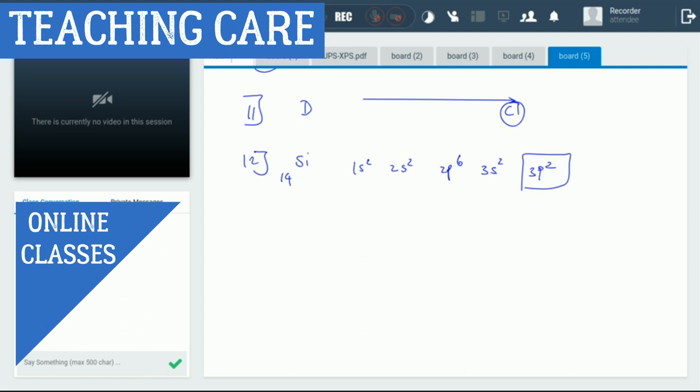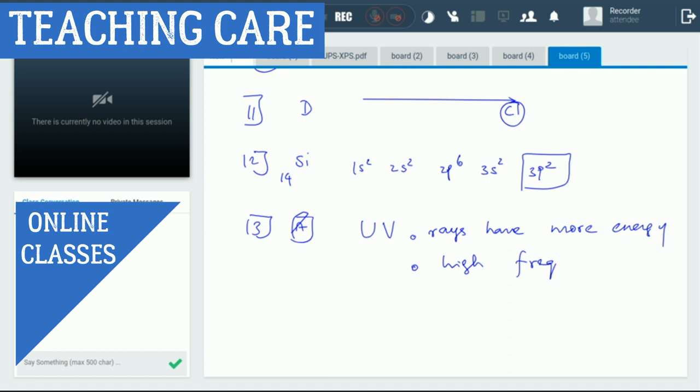Which type of radiation has more energy and why? Question number 13, option A. Ultraviolet has more energy because it has higher frequency. Okay, option A. 13th one, A. UV ray has more energy than infrared radiation because it has high frequency.